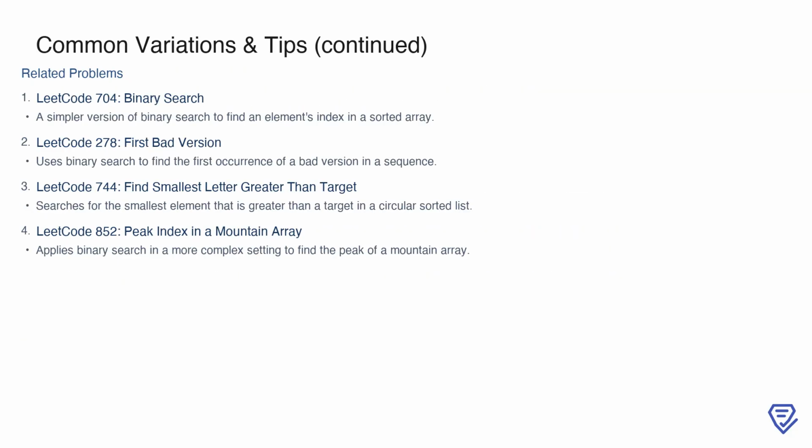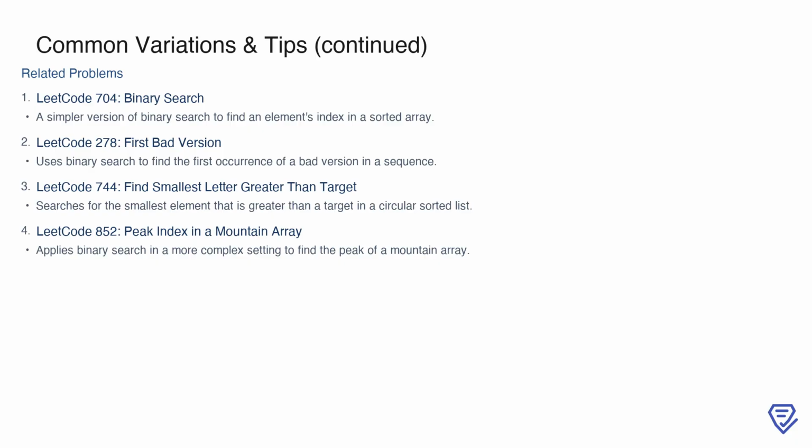This problem is closely related to several other LeetCode problems, which can help reinforce your understanding of binary search. For instance, LeetCode 704, Binary Search, is a more straightforward version where you simply find the index of an element in a sorted array. Another example is LeetCode 278, First Bad Version, where binary search is used to find the first occurrence of a bad version in a sequence.